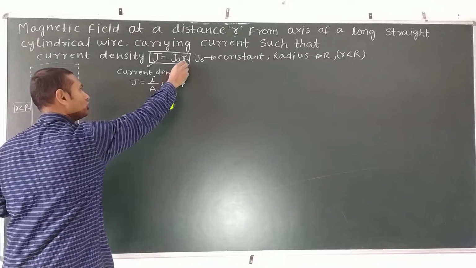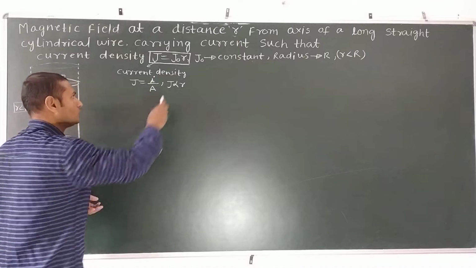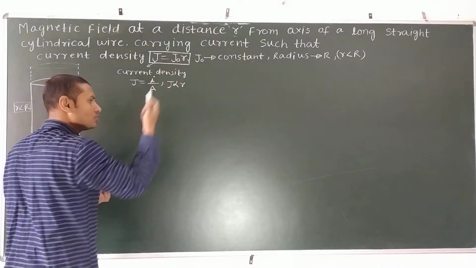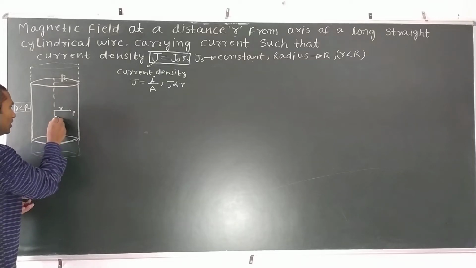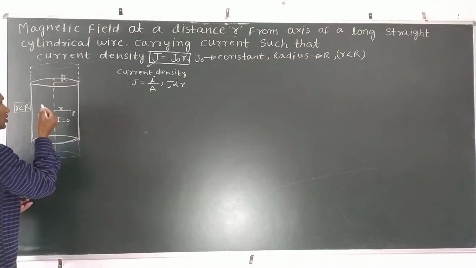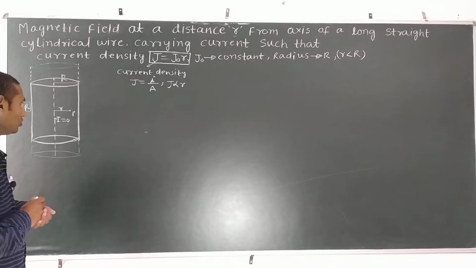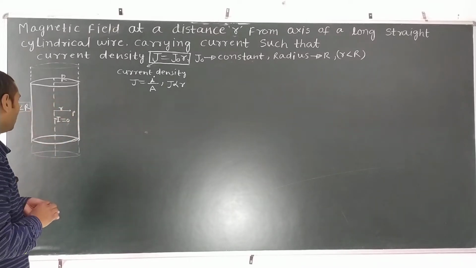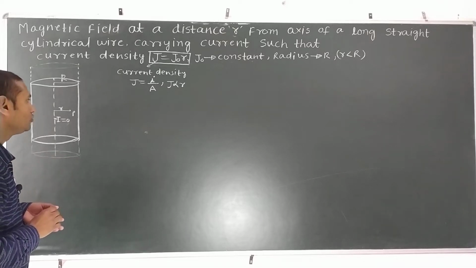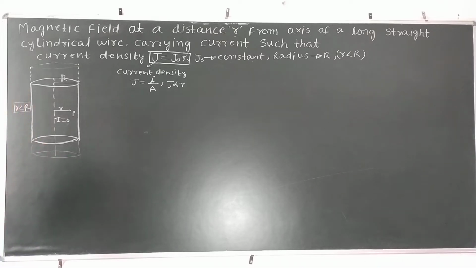If you put r equal to 0, the current density becomes 0, meaning at the axis of the wire the current is equal to 0. As you increase the value of r, the current density also increases, so the current is not uniform. In this situation, to find the magnetic field at point P, we use Ampere's circuital law.